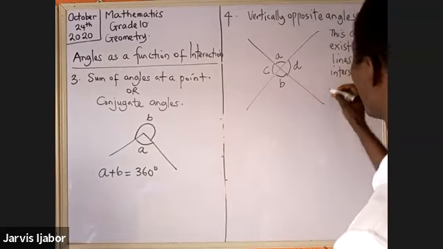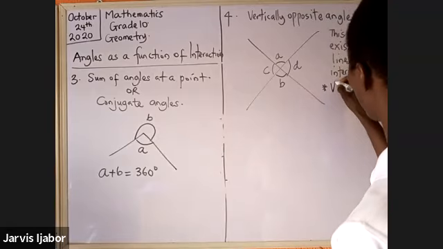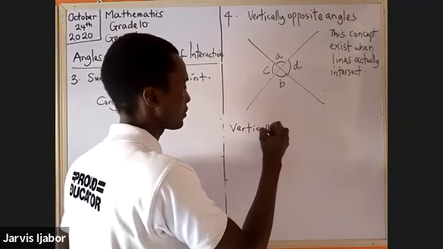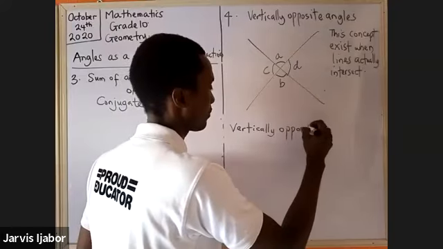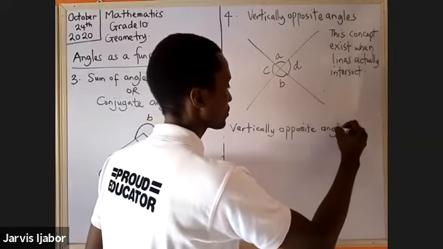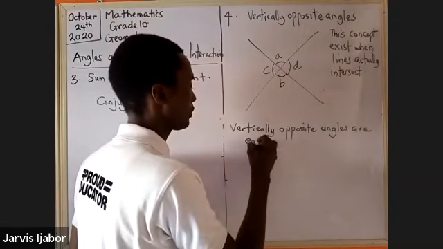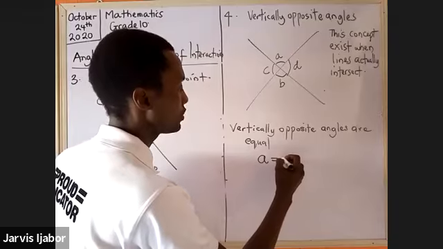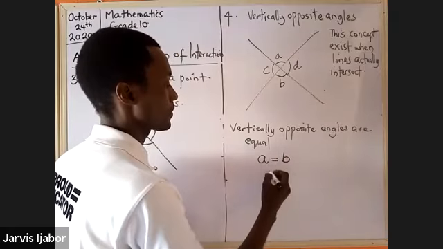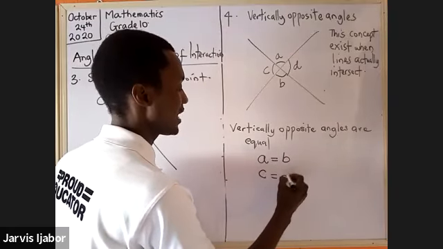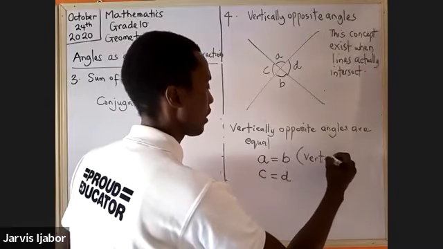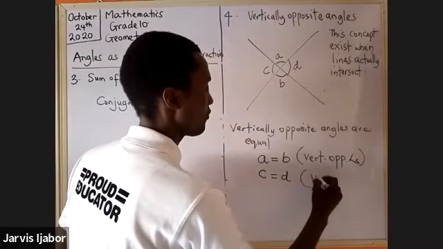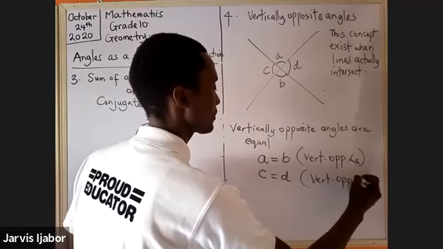Okay, let's take note of that. So vertically opposite angles are equal. Vertically opposite angles are what? Equal. So A is equal to B, and C is equal to D. We say that they are vert. opp. angles. And we have vert. opp. That's the shorthand form for writing it.